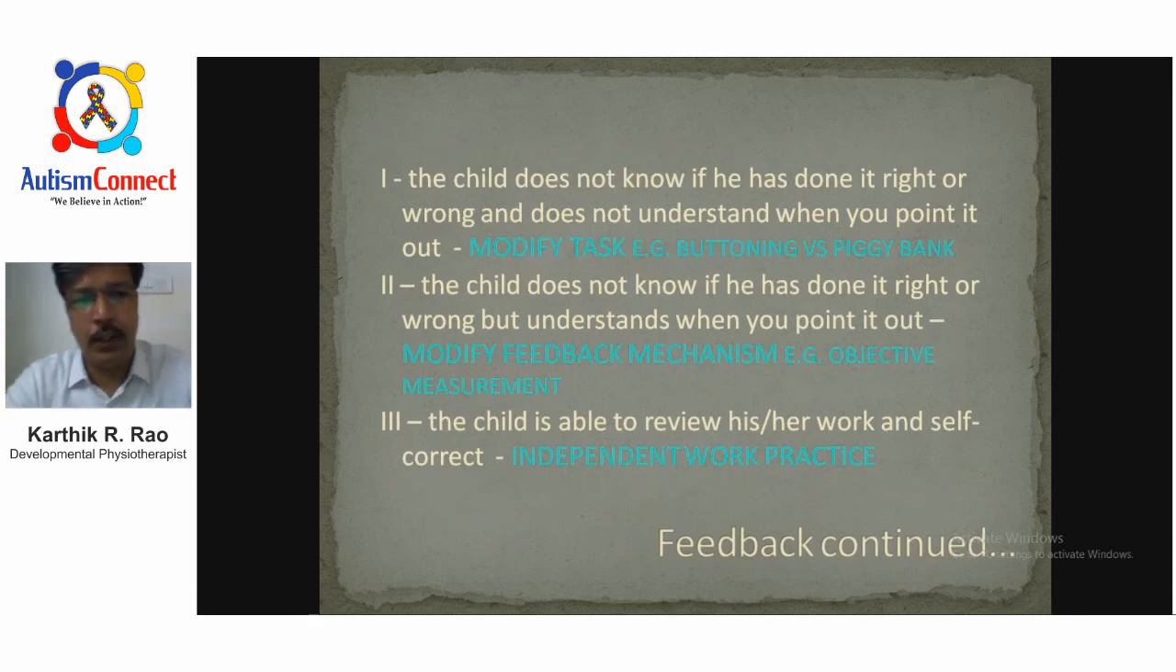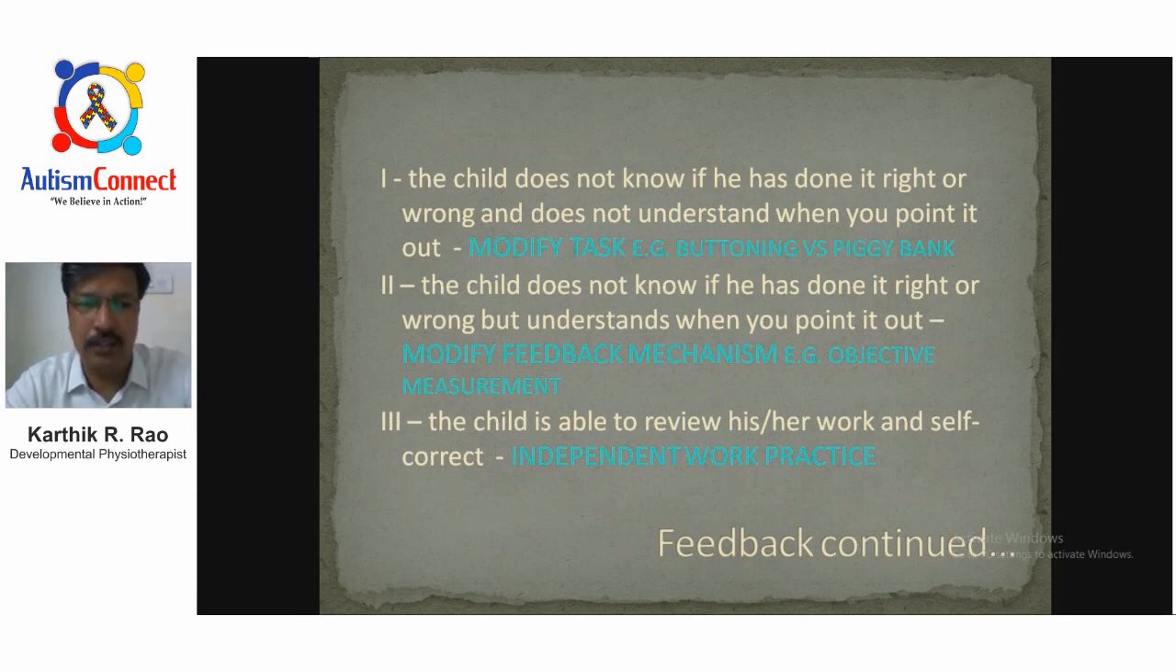So I always try to see at which level the child is. I just try to put it into three levels. In the first level, the child does not know if he has done it right or wrong and does not understand when you point it out. You're saying that this is wrong, you always tell the child look down, concentrate, and all those hi-fi words, and then you see that the child is making the same mistakes again and again. It clearly tells you that the child has not understood the demands of the task.